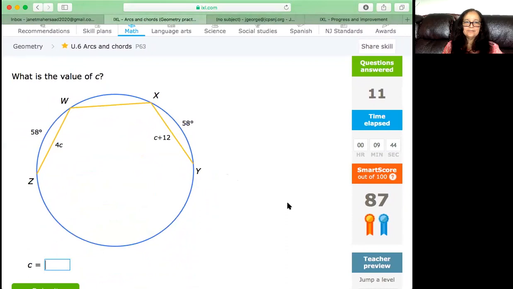Same thing in here. You set the equation and you solve. For C equals C plus 12, you subtract the C from both sides. For C minus 1, you get 3C equals 12. 3 times what will give me 12? So C has to be 4.